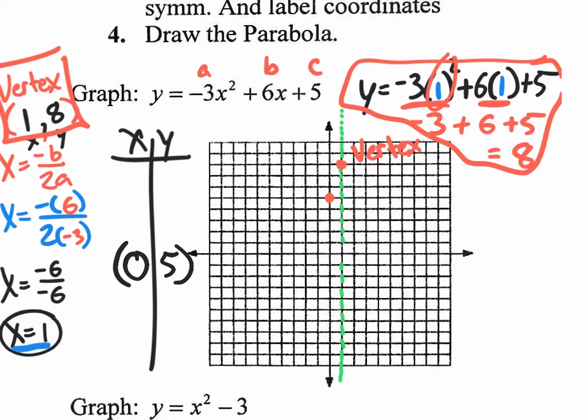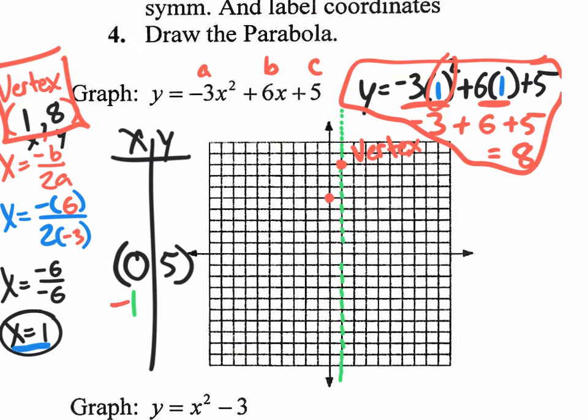Some people will say plug in 1. But that's no good, right? Because we already plugged in 1 when we found the vertex. The vertex, we found the x value was 1, we plugged it in and we got out an 8. So if I were to plug in a 1 again, I would get out an 8 again. That'd be a total waste of time. Now we said we want both dots to be on the left side, over here on this side of the axis of symmetry. So if we already plugged in 0, let's plug in negative 1.